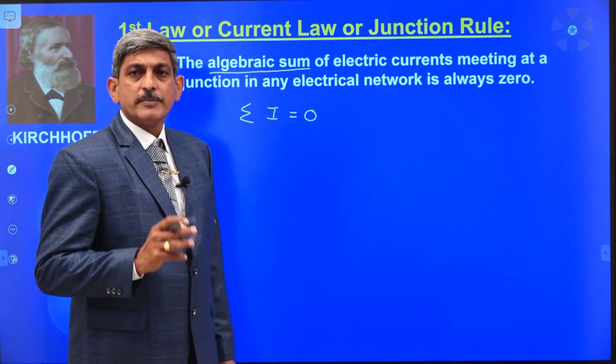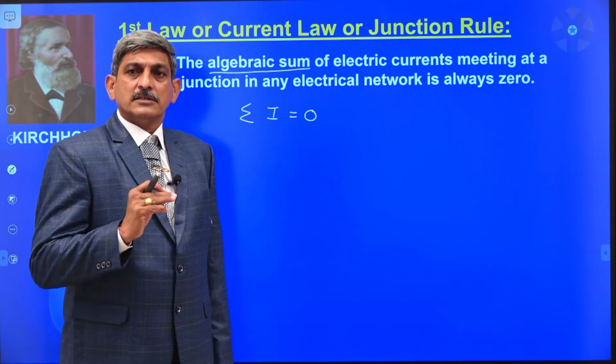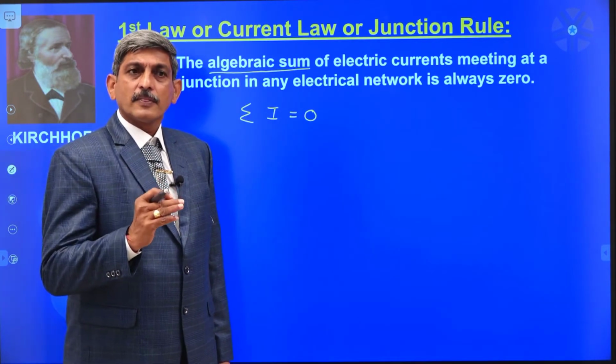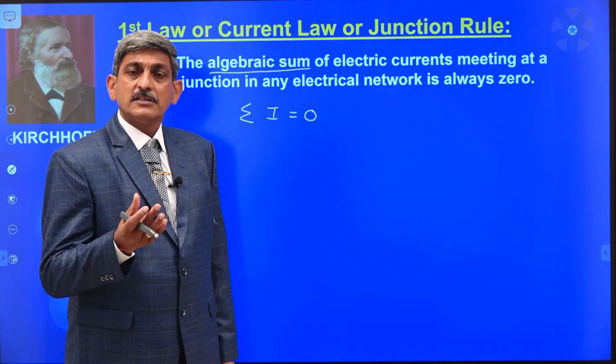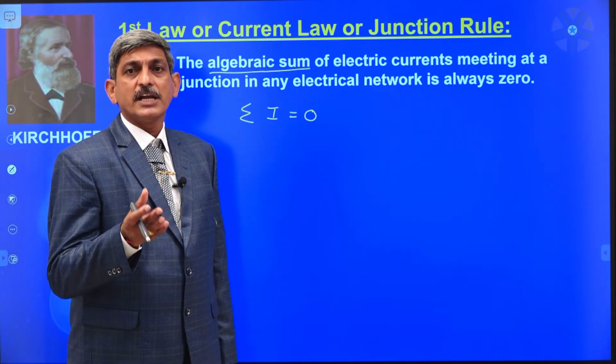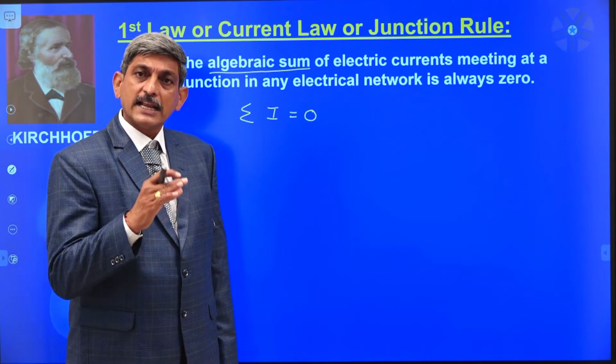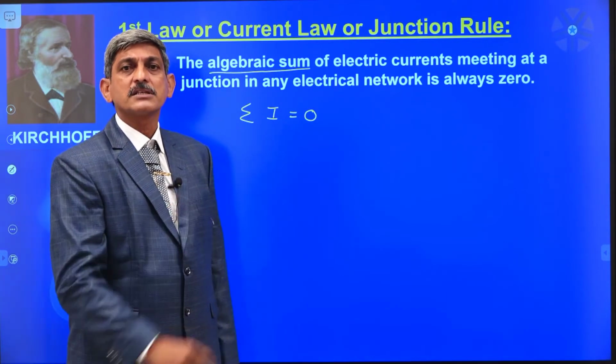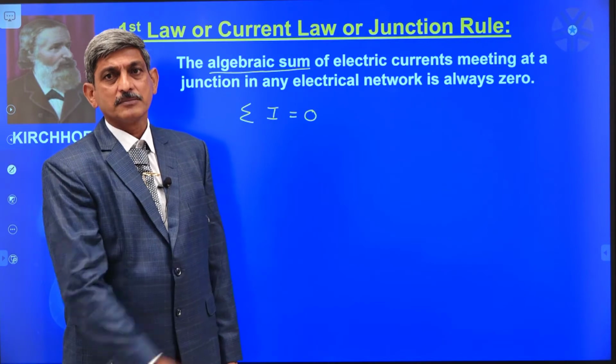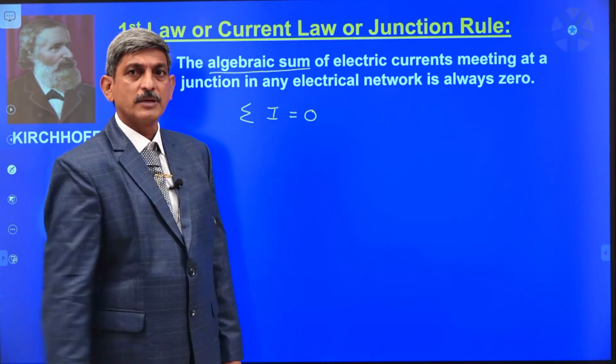Algebraic sum means currents are assigned with a sign, either a positive sign or a negative sign. If we add the currents along with their signs, that sum is called the algebraic sum. We will see it in the coming part.